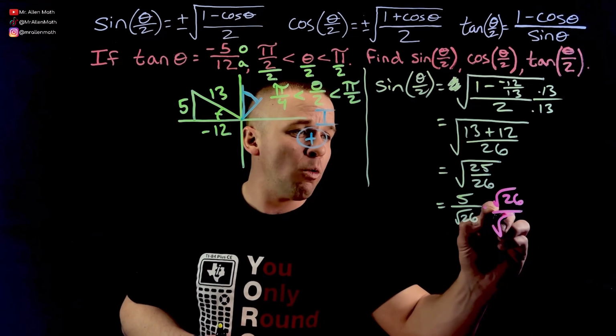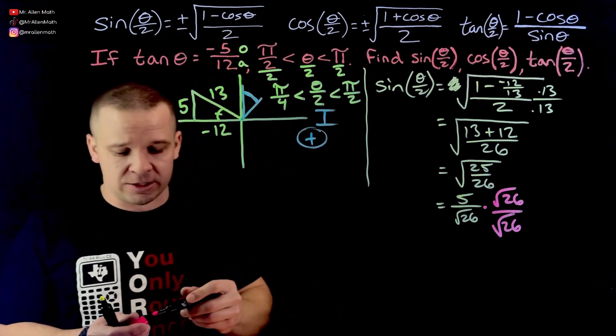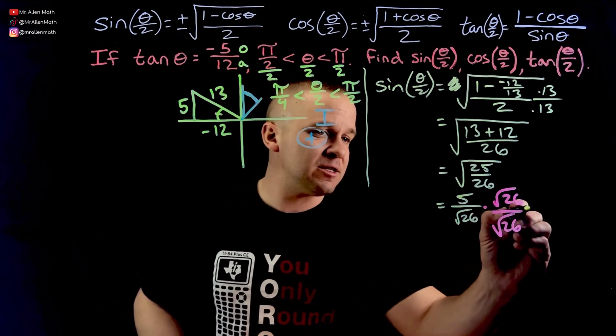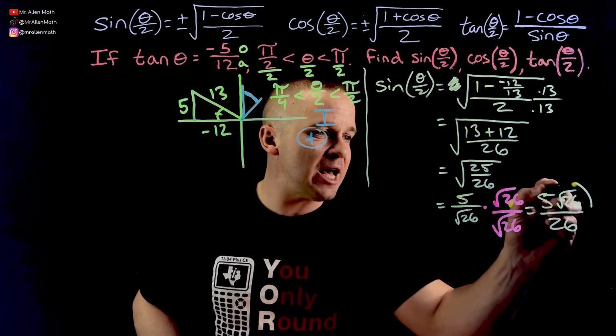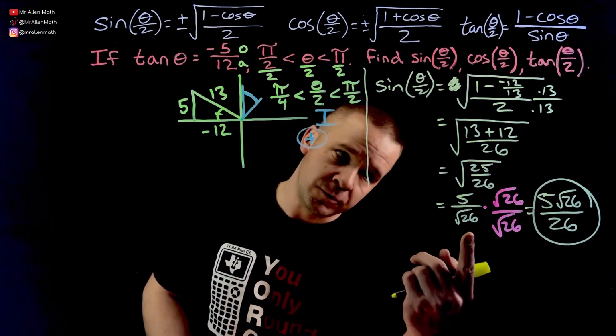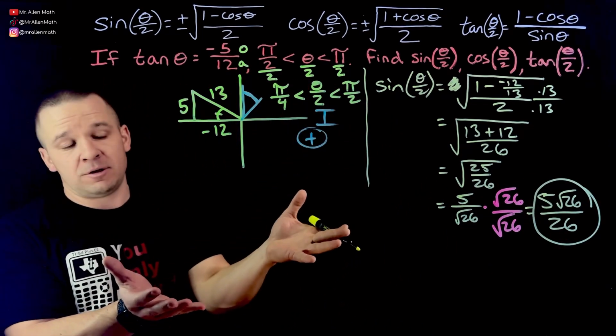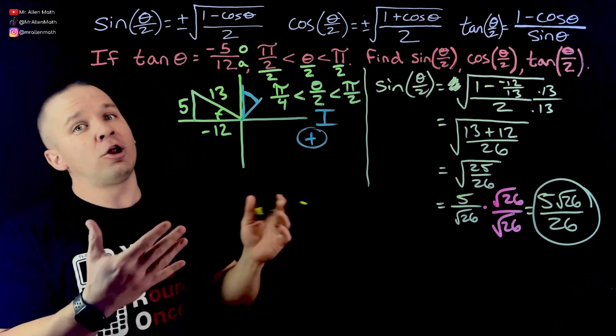We have to rationalize. We're going to multiply by root 26 over root 26 to get this to be 5 square root 26 over 26, because that looks a lot better than that. No, I disagree, but that's what we have to do to follow common procedures, or all agreed upon procedures.